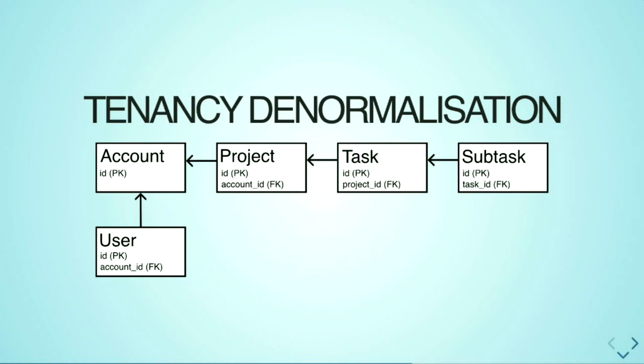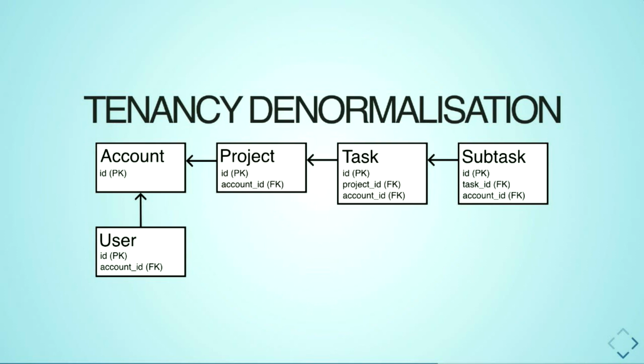Now, normally when we design a database, we like to normalize everything. So if we have a look at our task management system again, each of those tables has a reference to another table, but only project and user have a reference back to the account, that is the tenant table. If we needed to filter a subtask according to the current account, we'd join the subtask to task, join task to project, join project to account, and then check that we're using the correct account.